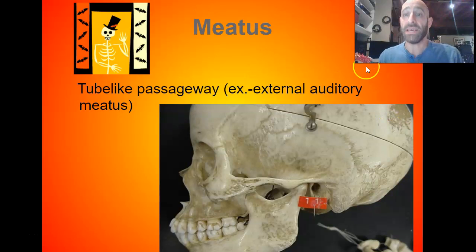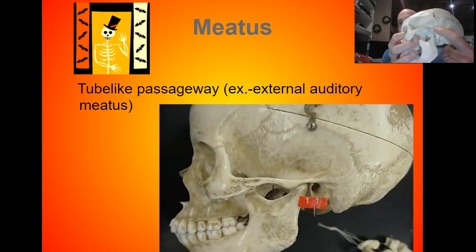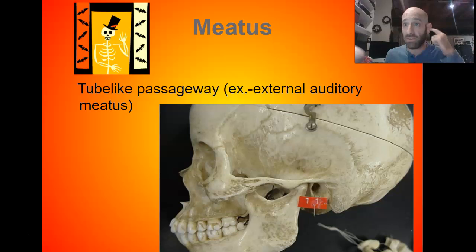A meatus is a little more involved. It is a tube-like passageway. So it's not just a hole in the bone, it is a tube like a tunnel. And the best example is the external auditory meatus. It's your ear hole. So if I hold the skull up again, you can see there's a hole right there. That is the ear hole, and that is where sound goes in, right? It's that hole in your ear.